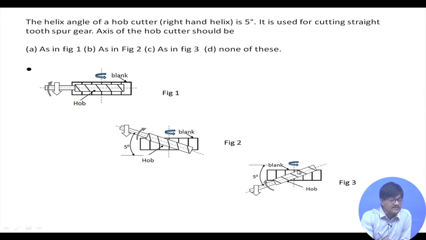This one is correct, because here this is the part of the thread which is not visible to us, but it is definitely in line with the teeth, where it is meeting the teeth, in contact with the teeth, and hence the answer is as in figure 3.